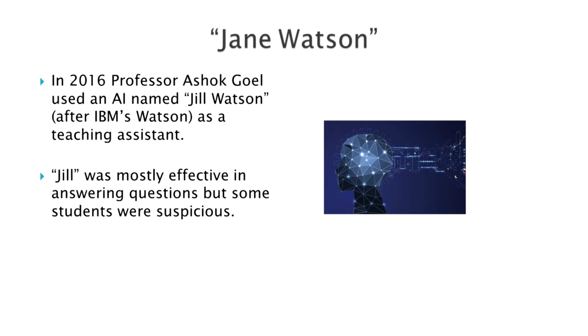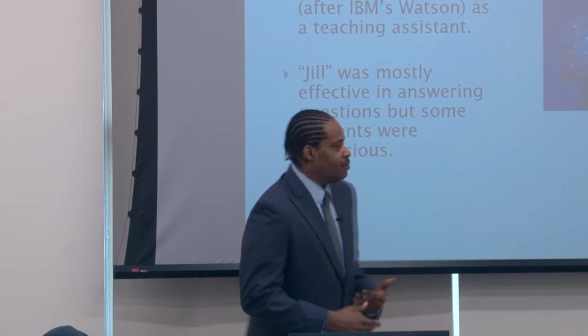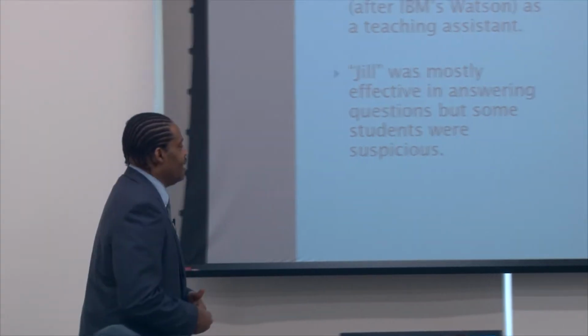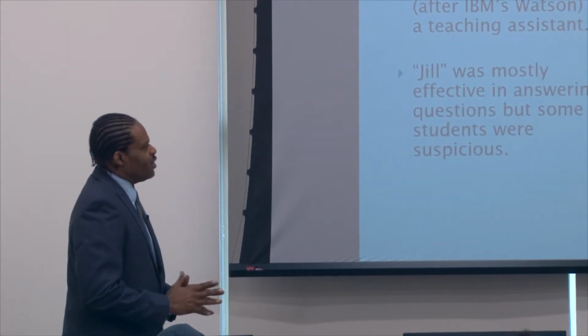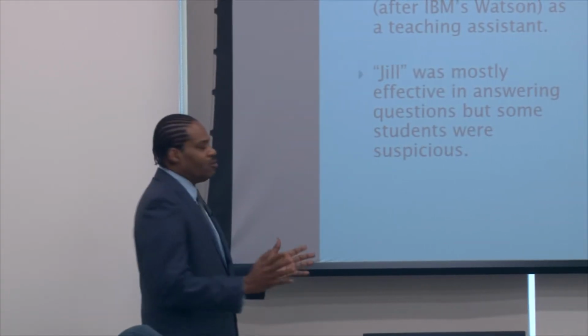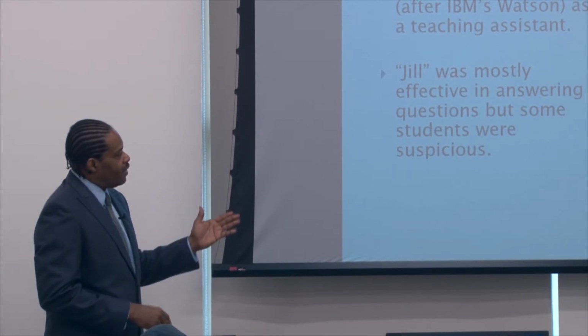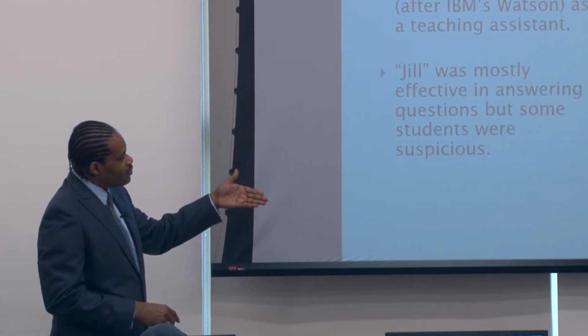He decided to use an AI modeled after IBM's Watson, the one you see all the commercials for. And it did fairly well. A lot of the students didn't know that it was actually an AI, but some of them guessed. He recorded all the information. Jill was usually pretty efficient in answering questions, but had some trouble when people rephrased things; those didn't quite come across.